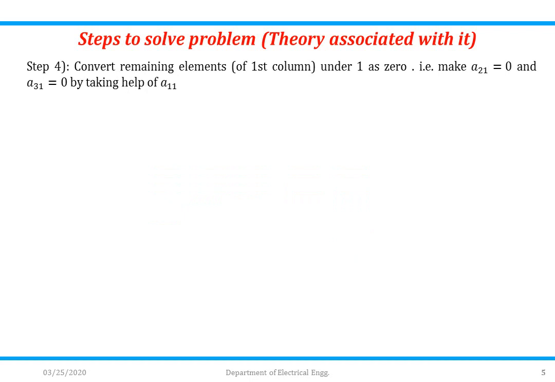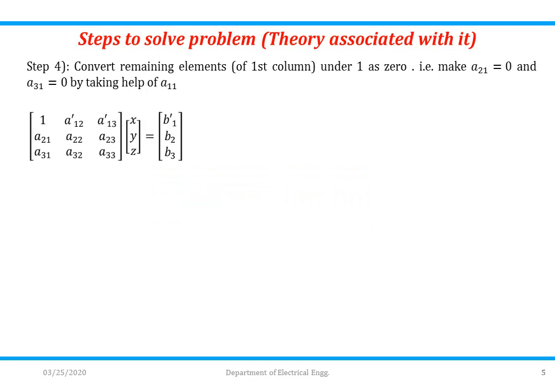Step number 4. Now convert the remaining elements of the first column under 1 to 0. That is, make A21 equal to 0 and A31 equal to 0 by taking help of A11. So let's understand the meaning of this step. This is the previous matrix that I have taken here. Now in this column, this is your column number 1, I want to make these two elements 0. Means I want to make A21 equal to 0 and A31 equal to 0.